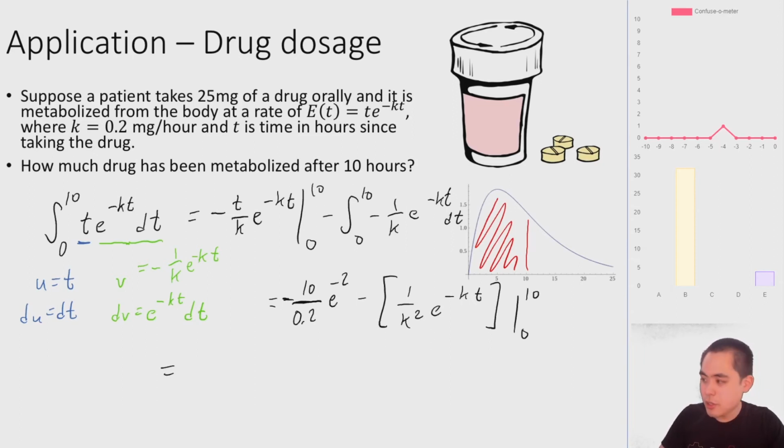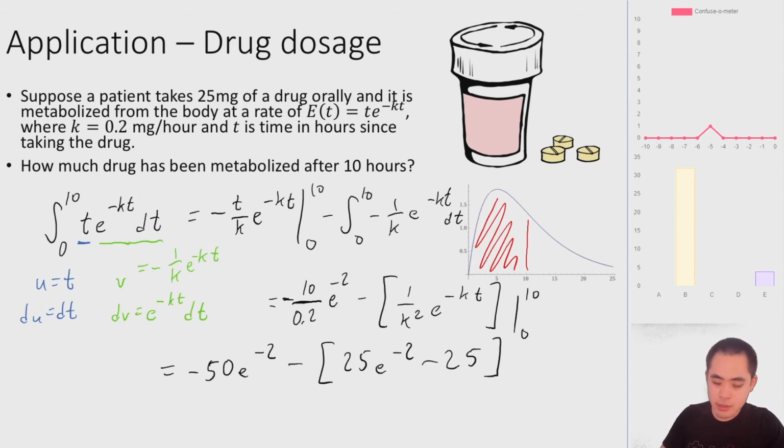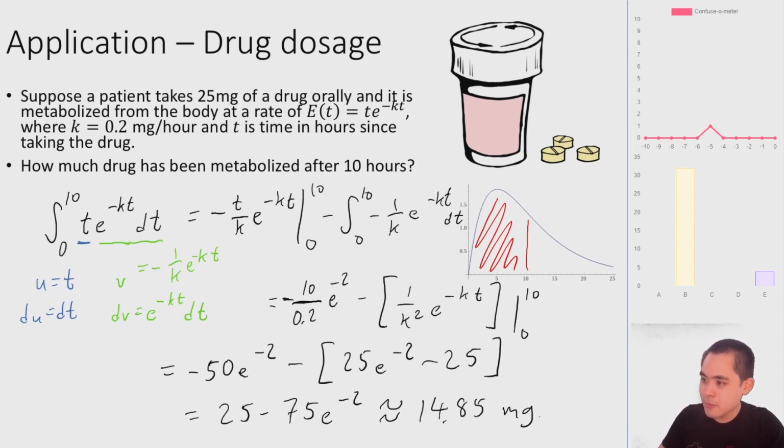And so when you plug all this out, you'll need a calculator, because you presumably don't have e to the minus 2 memorized, though if you do, all the more power to you. So this is minus 50 e to the minus 2, minus 25 e to the minus 2, minus 25. And so this is equal to 25 minus 75 e to the minus 2, which you'll find is approximately 14.85 milligrams. This is one of the practical applications for this sort of integration: you can understand how much drug has been metabolized after some amount of time in a human body.